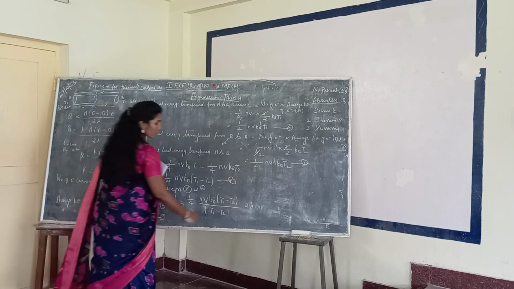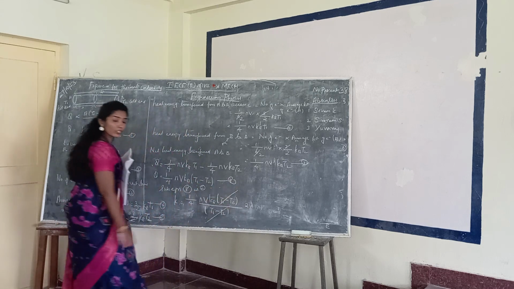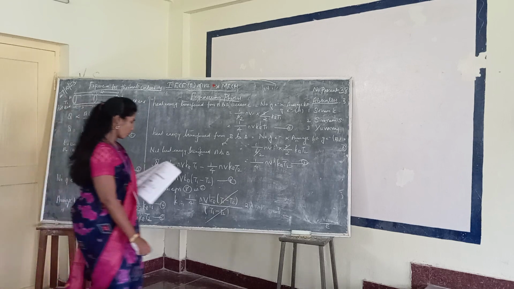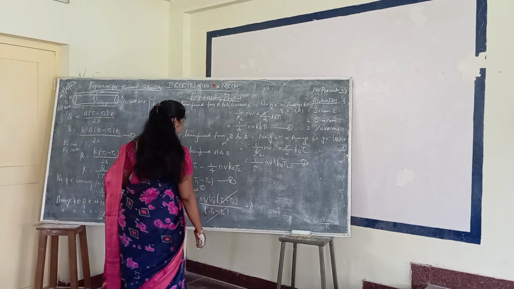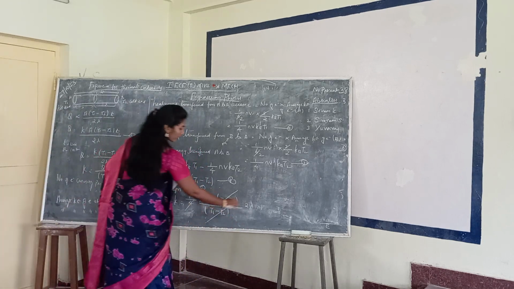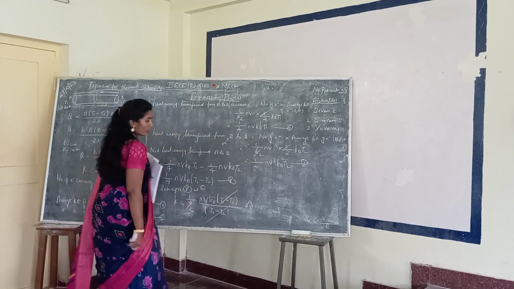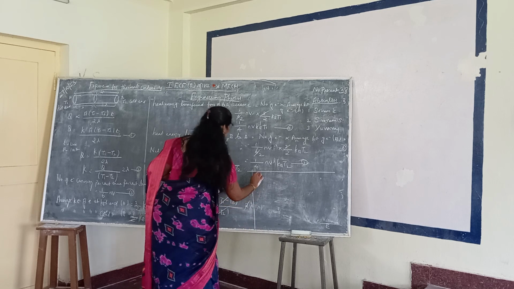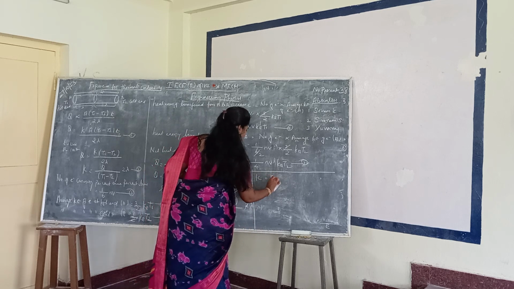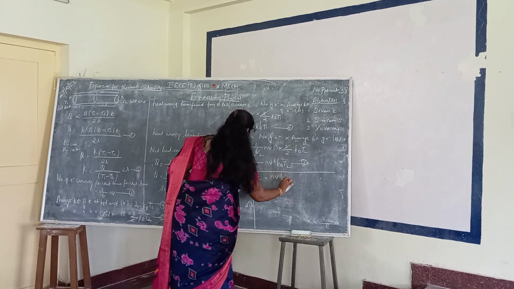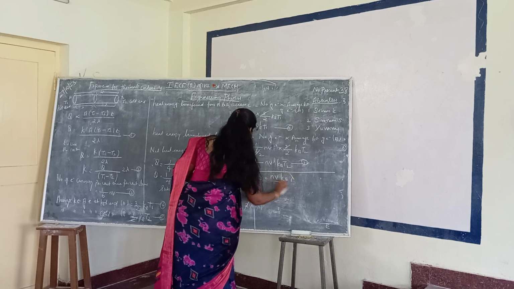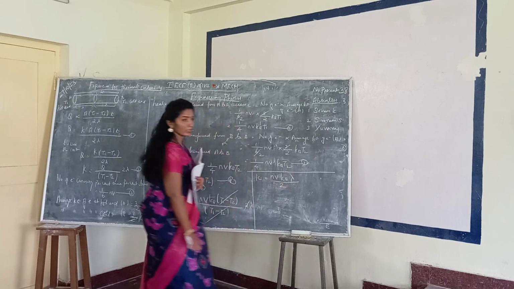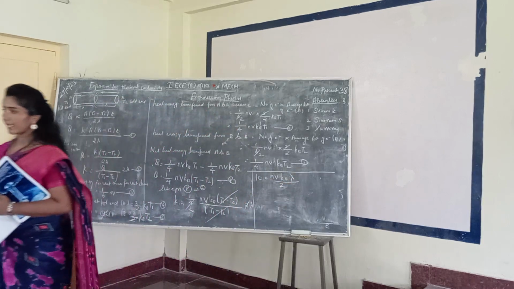So here which one is cancelled? T1 minus T2 is cancelled here. So finally, here 2 is cancelled, here 4 is cancelled. Now what will you get finally? So K is equal to n into V into kB lambda divided by 2. Understood? Up to this point.